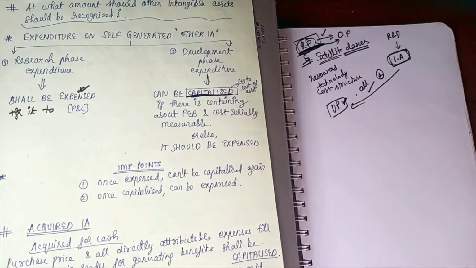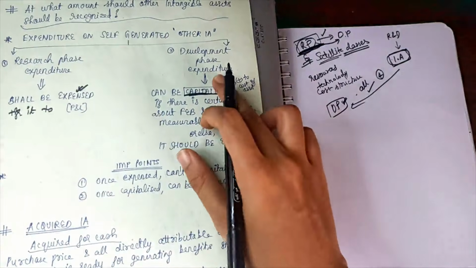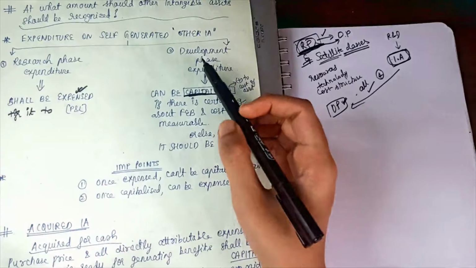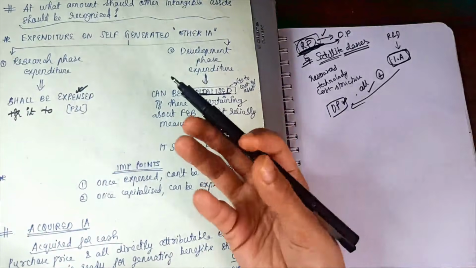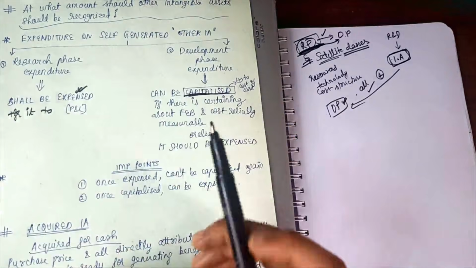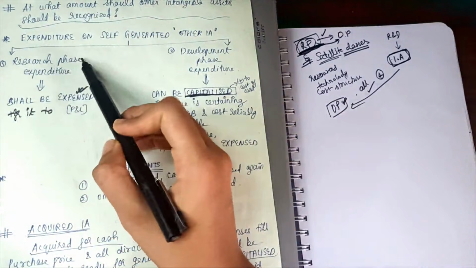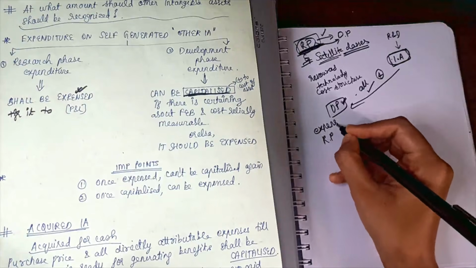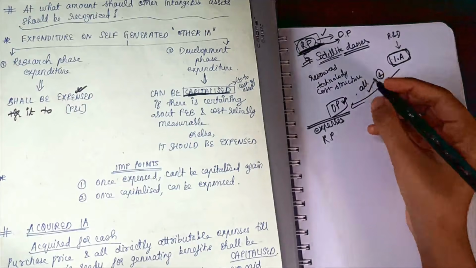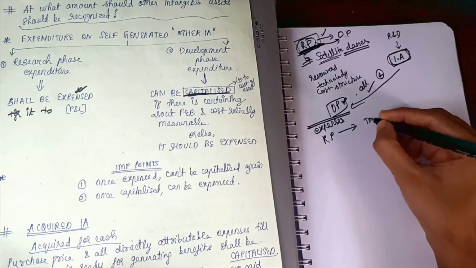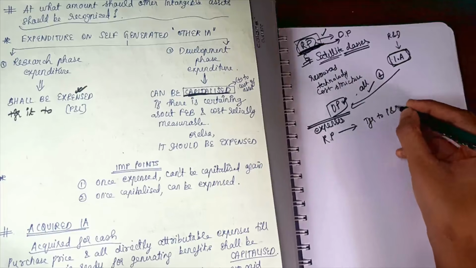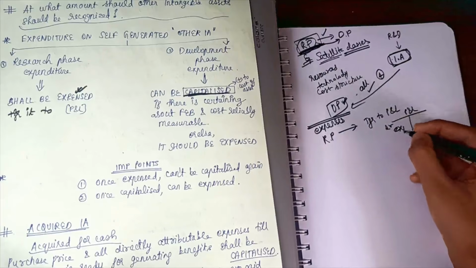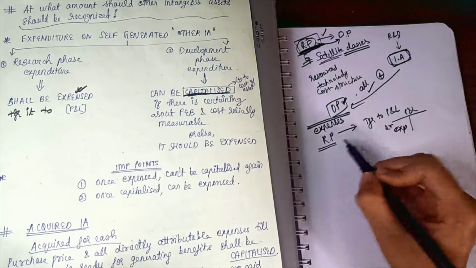Okay, so now that you have understood what is research phase and what is development phase, we'll see whatever expenditure you are going to incur in the research phase and development phase, how are you going to record it in your books of accounts. First, we'll see the expenditure which you have incurred in the research phase. If you have some expenses which you have incurred in the research phase for doing research, what you will do is transfer such expenses to P&L. P&L debit you will put, because debit is for expenses, right? So in P&L debit you will put such expenses.